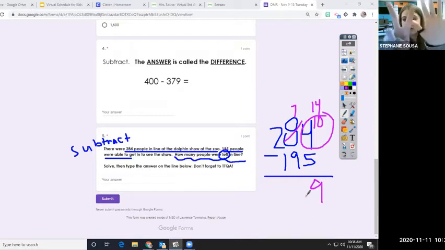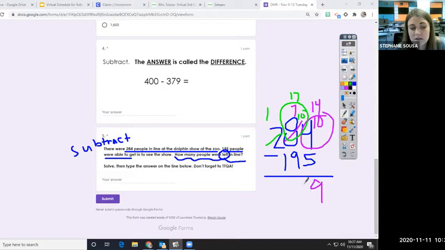7 take away 9. Here's 7. Let's take away 9. 1, 2, 3, 4, 5, 6, 7. Oh no, I can't. So I have to regroup. So I'm going to add 10 from my hundreds place. So I took 100 and I changed it to 10 tens. Now I have 17 tens. Subtract 9 tens is 8 tens. 100 minus 100 is equal to 0 hundreds. So you have 89.